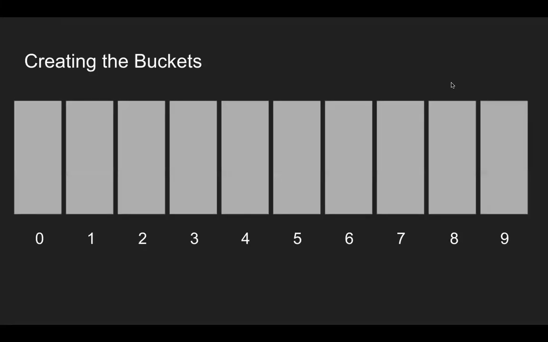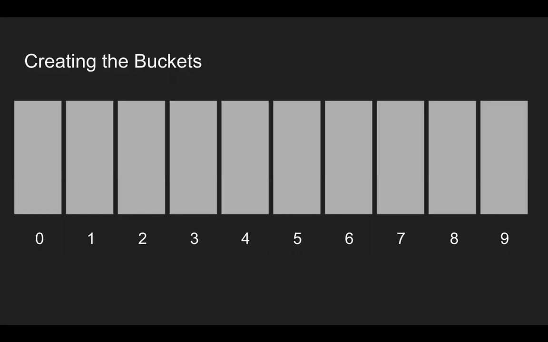So for bucket sorts, something cool about them is that you don't need to compare each number using less than, equal to, or greater than. We're going to be using these buckets here to sort our numbers. So you're going to start with 10 buckets, and each of them is going to be labeled with the digits 0 to 9, obviously the digits that make up any number.